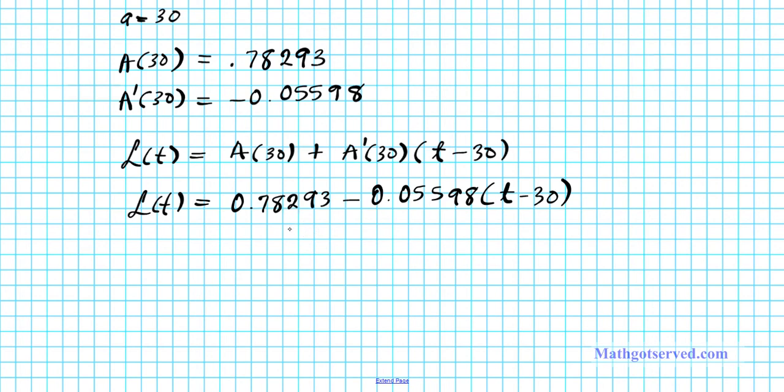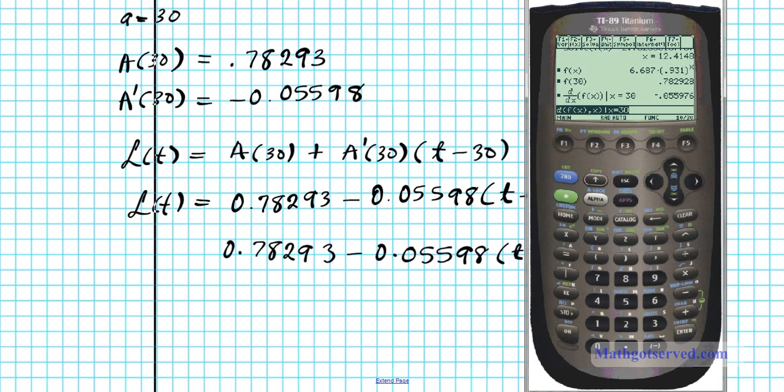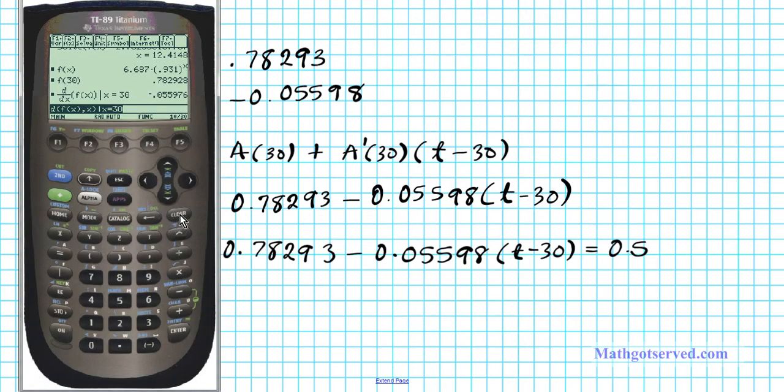So the question is, when is this approximation equal to 0.5? All we do is set 0.78293 minus 0.05598 times t minus 30 equal to 0.5, and we solve for t. Let's use our calculators to make our life easier here. I'm going to extract these answers one by one.